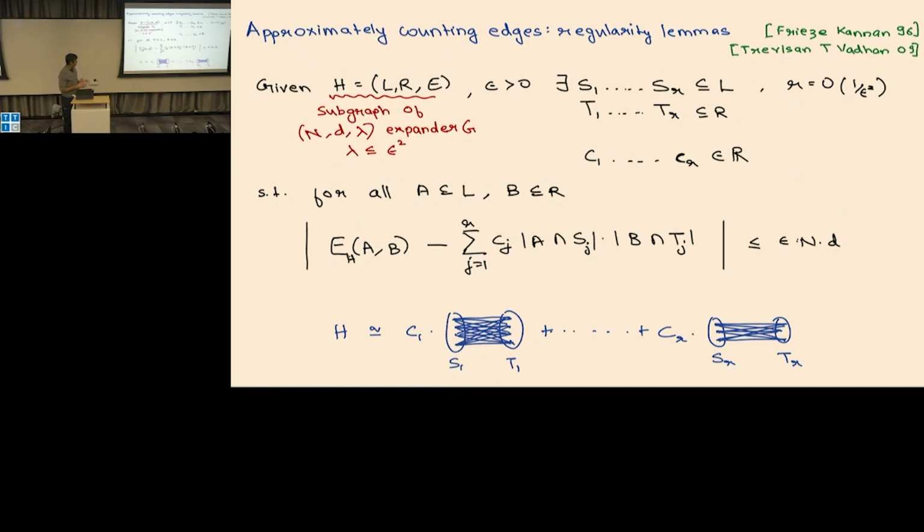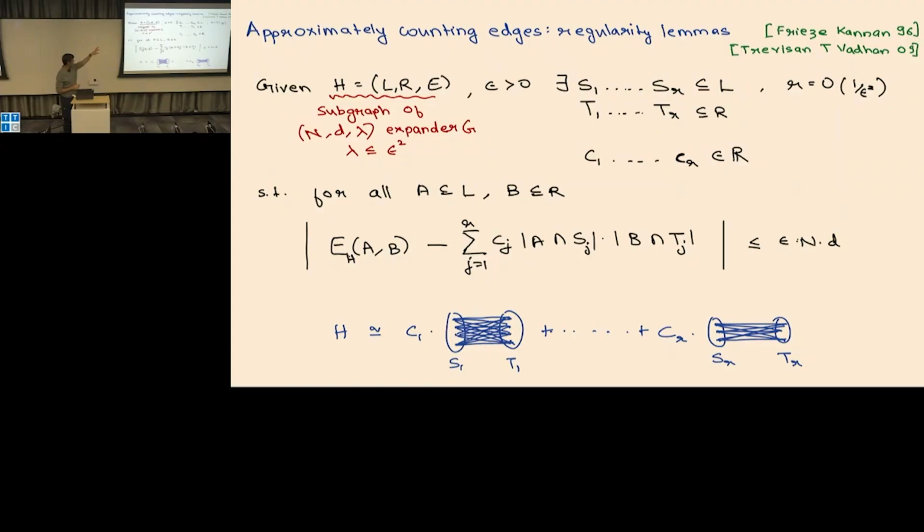there exists some fixed set of sets, let's say S1 to SR, T1 to TR, such that if I want to estimate the number of edges between A and B, I can just write it as a function of the intersection of A with these S's and B with these T's. So up to, again, a small error, which is small compared to the total number of edges in the underlying graph, n times d.